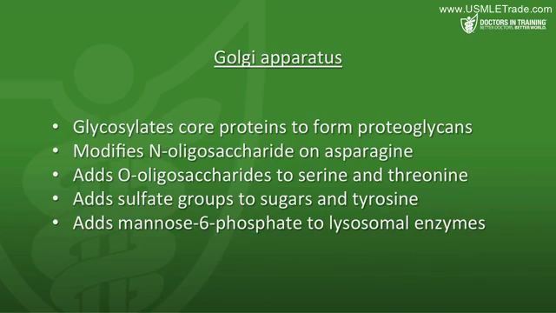lysosomal enzymes. That mannose-6-phosphate is like an address label that tells the cell that those enzymes need to go to the lysosome. Again, lysosomes are where cells break down waste products and cellular debris. So the Golgi apparatus tags those enzymes with a mannose-6-phosphate, which tells the rest of the cell that this is an enzyme for the lysosome. Now, what happens if those proteins are not tagged with mannose-6-phosphate?